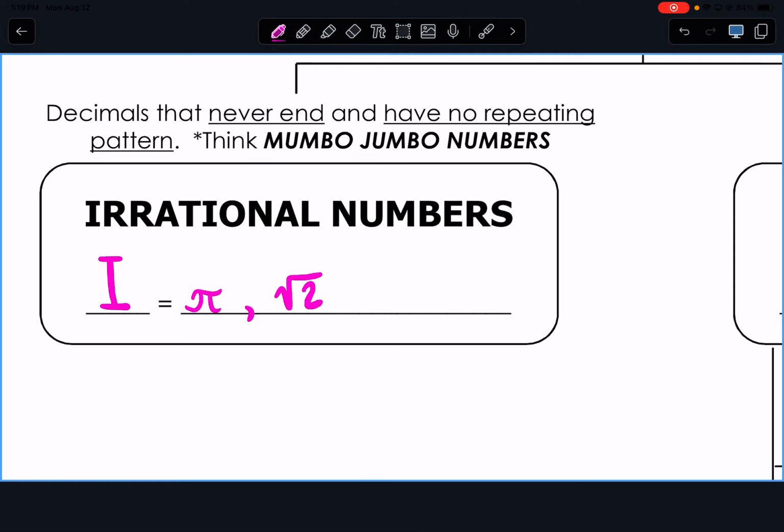Because that decimal is really, really long, we can't write it as a fraction. And so that means it's an irrational number. You can also have a negative irrational number. So the negative square root of 101 would also continue on forever. And those are examples of irrational numbers.